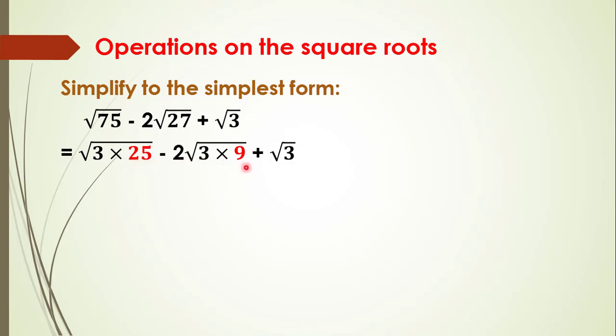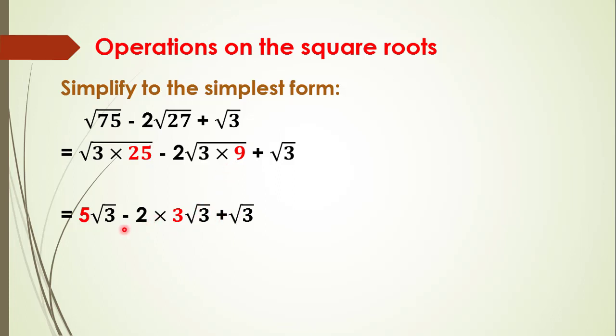The second one, here we have 9. 9 is a perfect square. So it can be outside the root 3. The root of 9 is 3. So it will be 5 root 3 minus 2 times 3. This 3 means the square root of 9. Root 3 plus root 3.